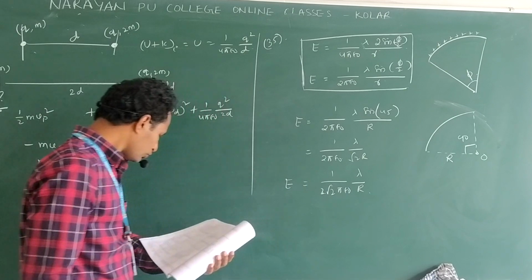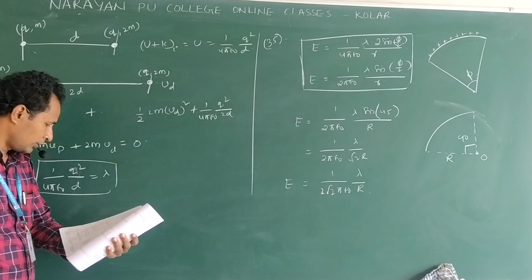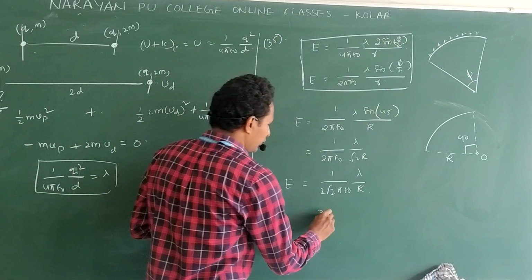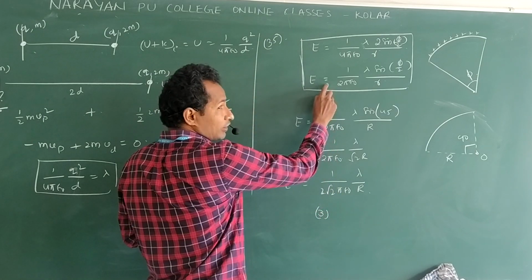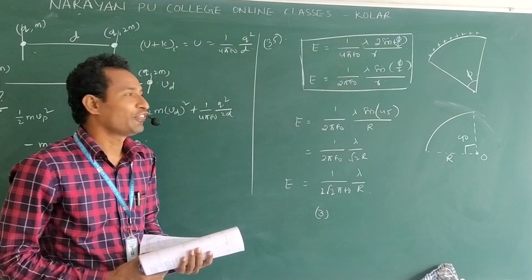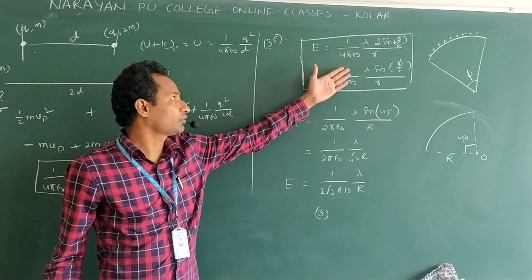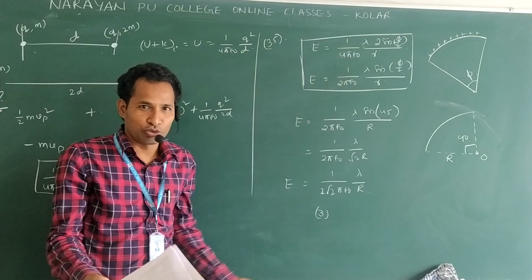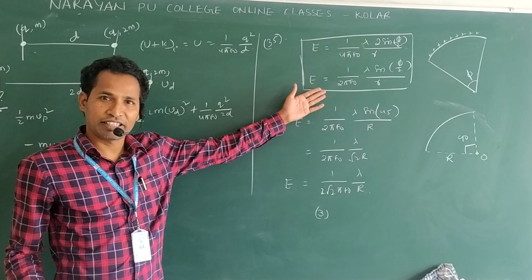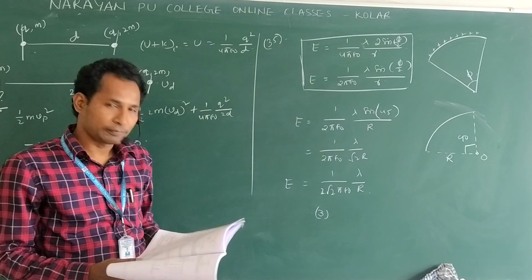Now the option is 3. Option 3 is correct. Don't forget, remember this formula. If you had regular classes, I would have explained the proof for this formula, but no chance. So directly remember this formula.